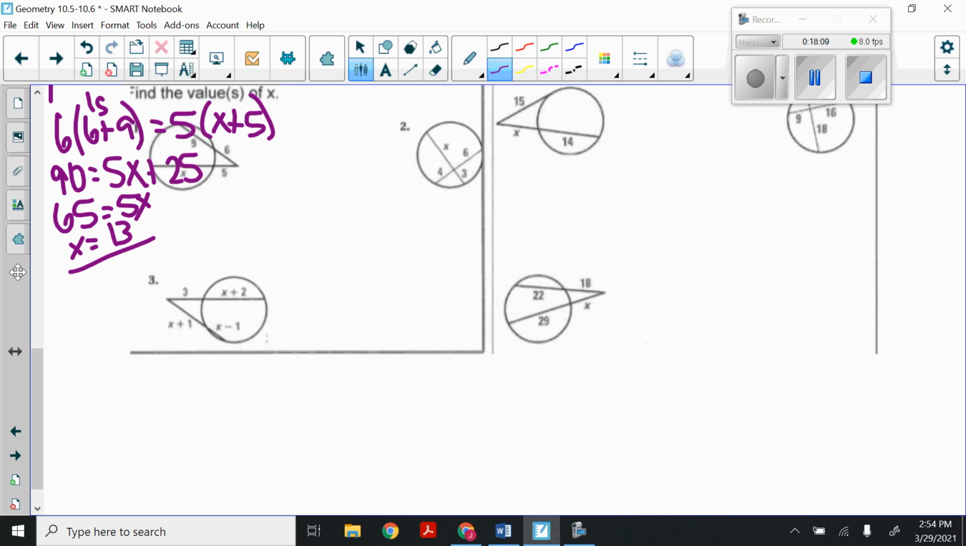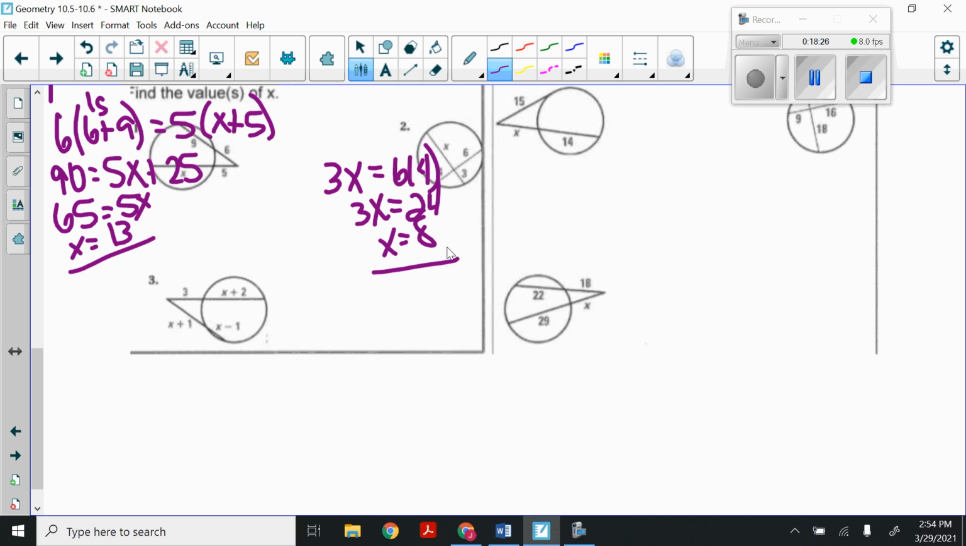This one over here, same, so now I have two chords. I multiply my chords together. So the first chord is 3 and x equals 6 times 4. So 3x equals 24 gets me x equals 8.